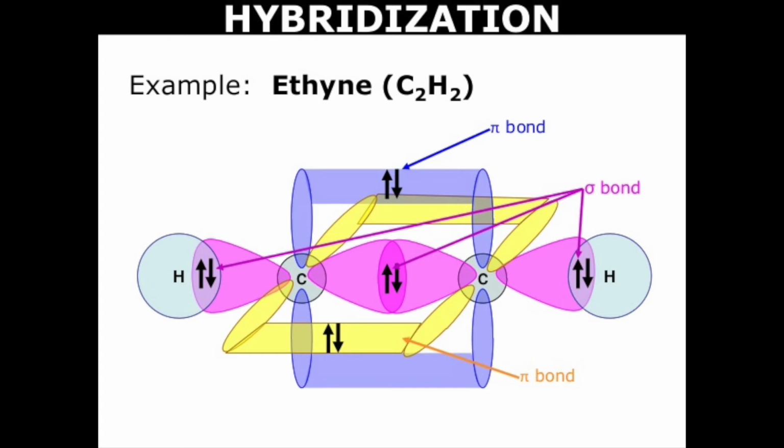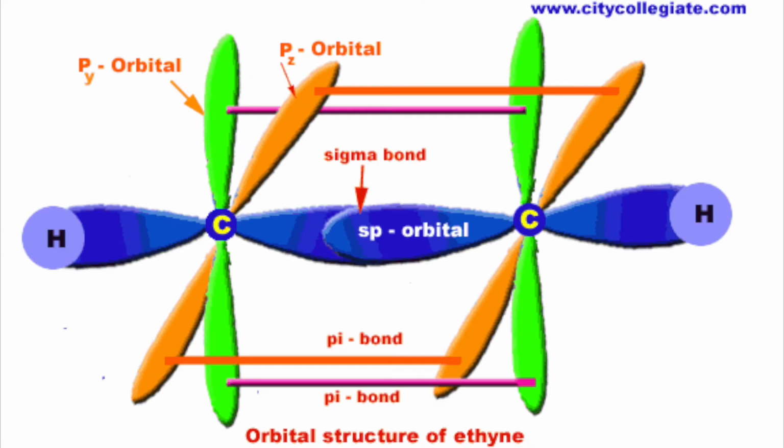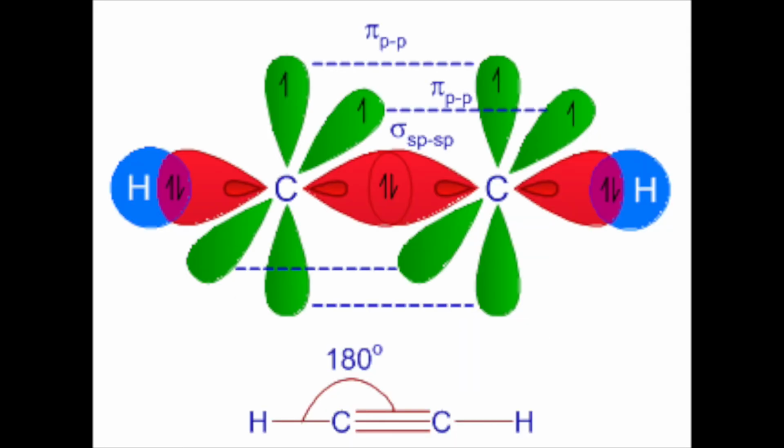You have the blue and the yellow form 2 pi bonds. Let's call that the blue py and the yellow pz. And you can see that overlapping above and below. Here's another illustration where the py is the green and pz is the orange, forming 2 pi bonds, where you have an overlapping of the node above and below. And here's two pi bonds.